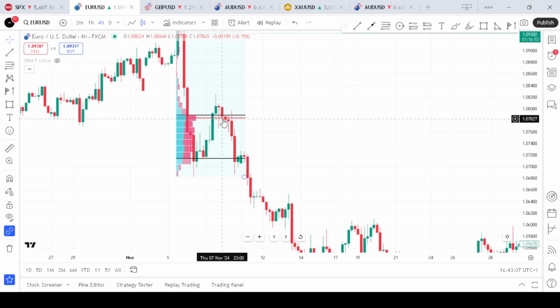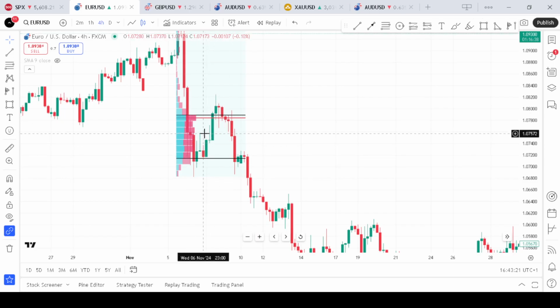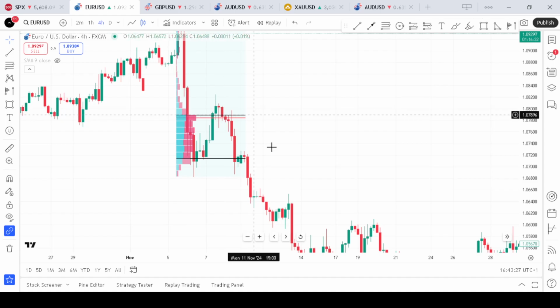This value area represents the price range where approximately 70% of trading volume occurred. This area, from this high to this area, indicates the market fair value zone. So this is typically what it is.